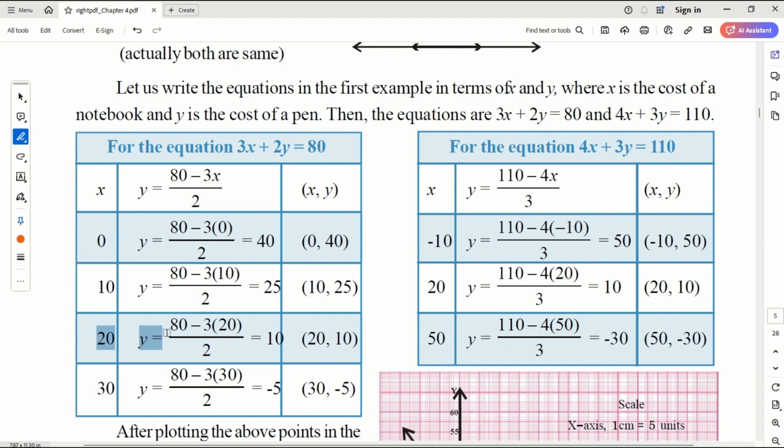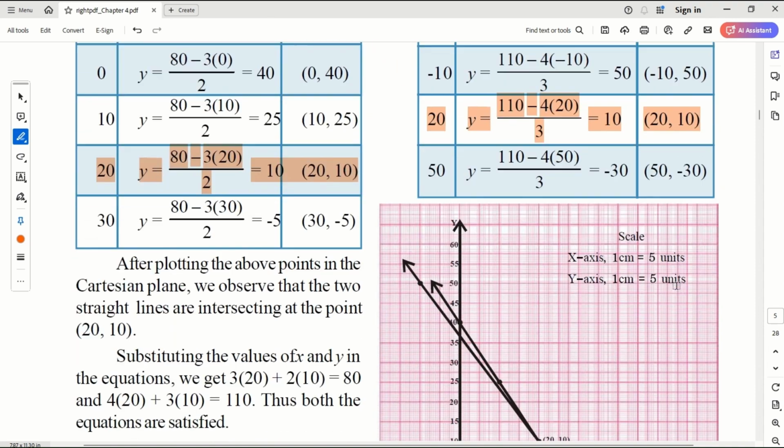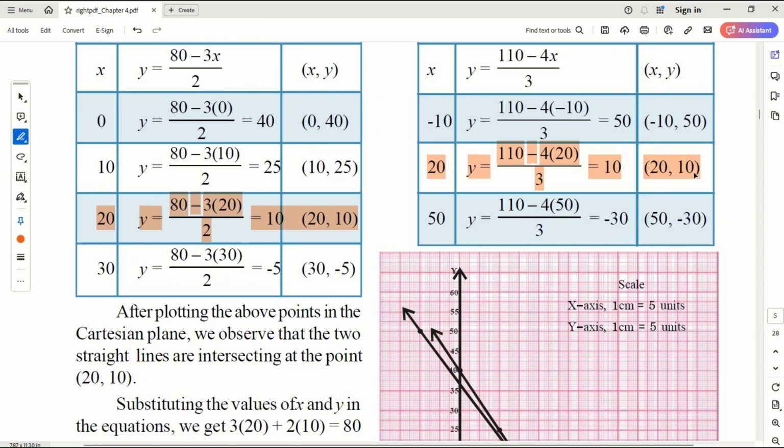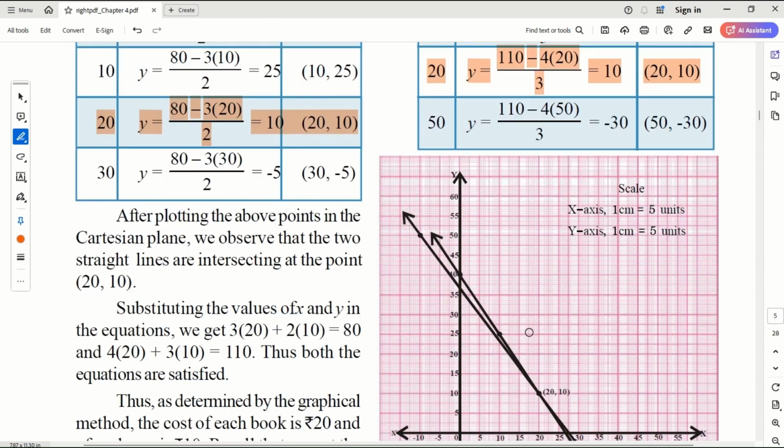If you see, both of them have one common point here, correct? That means these two lines intersect at this point. Okay, let's see the graph. The graph is something like this here. If you see, the 2 lines are meeting at 20 comma 10, right? 20 comma 10. Okay, so that's why he gave an example of more points. Actually, he derived more points, but you just need 2 points to draw these lines and then extend them.